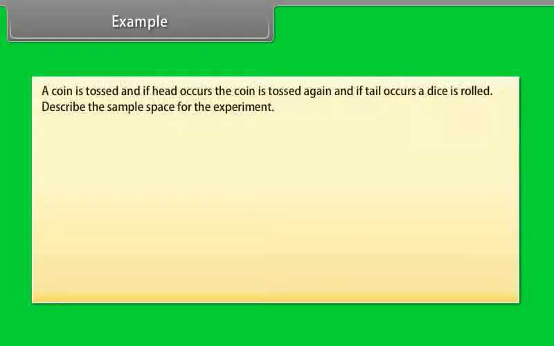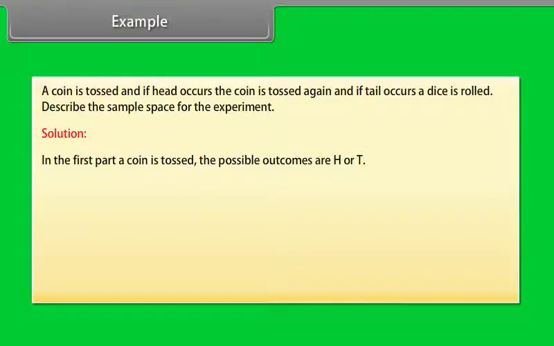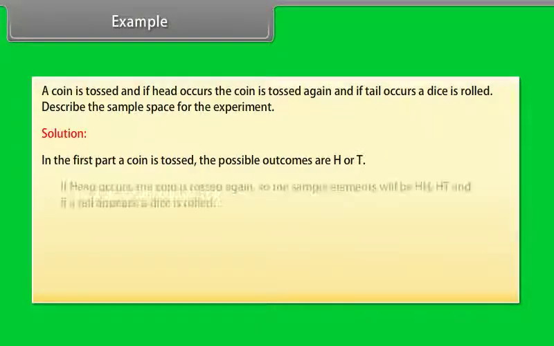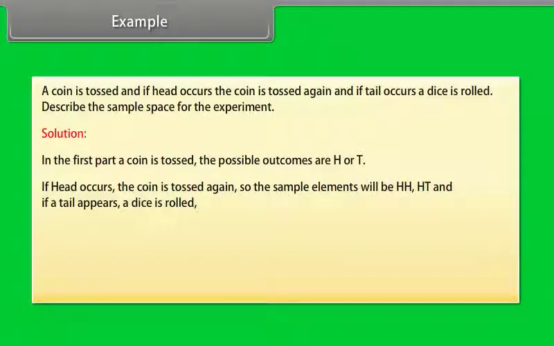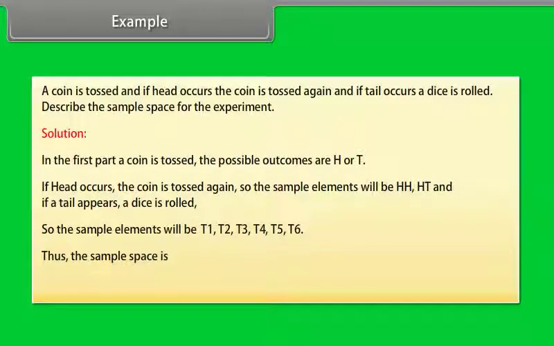Example. A coin is tossed, and if head occurs, the coin is tossed again, and if tail occurs, a dice is rolled. Describe the sample space of the experiment. Solution. In the first part, a coin is tossed. The possible outcomes are head or tail. If head occurs, the coin is tossed again. So the sample elements will be HH, HT, and if a tail appears, a dice is rolled. So the sample elements will be T1, T2, T3, T4, T5, T6. Thus, the sample space is S = {HH, HT, T1, T2, T3, T4, T5, T6}.